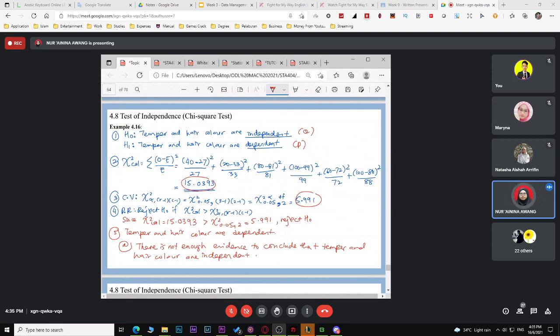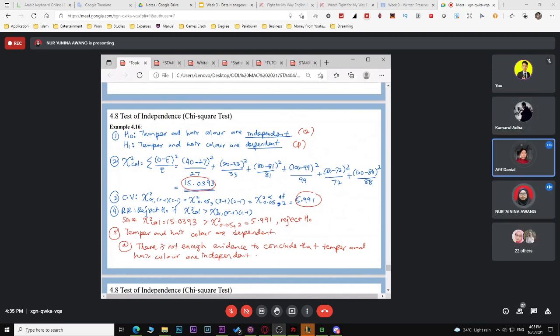So this is how to answer the questions for chi-square distribution. Easy, right? Okay, alright. So this is the example.